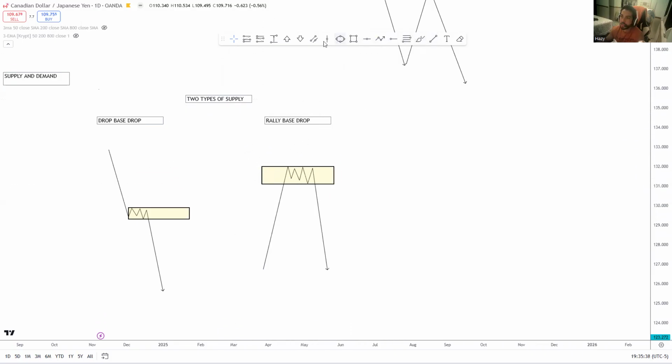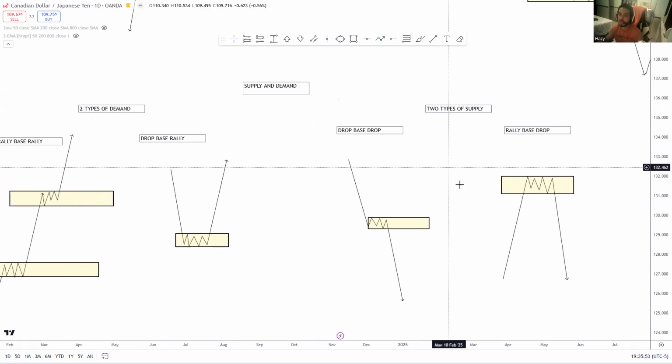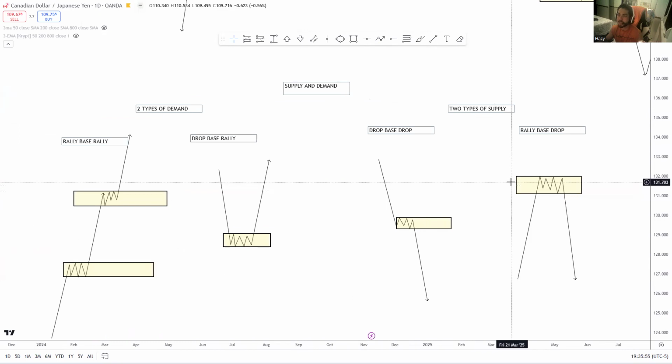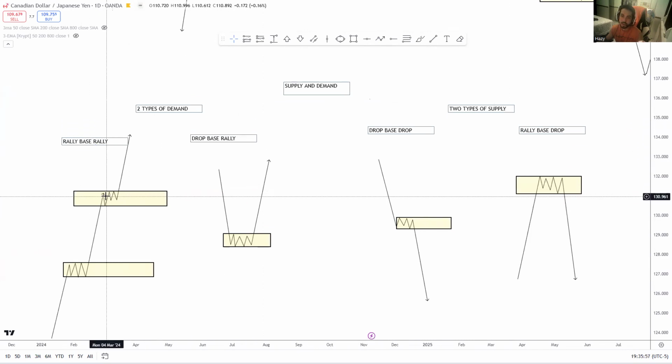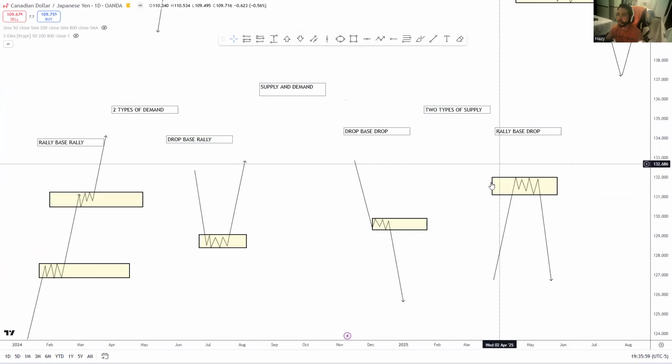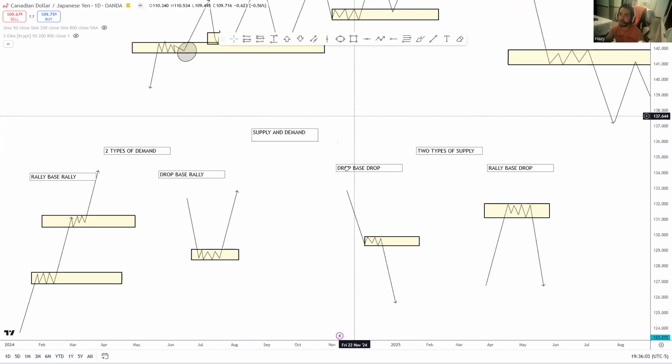So we have this rally. Then we have the base, which is composed of indecisive candles, as I mentioned earlier. And then out of the base, we have an explosive move to the downside. All right. So that's basically the two types of demand and the two types of supply. Now, what's the theory behind all of this?